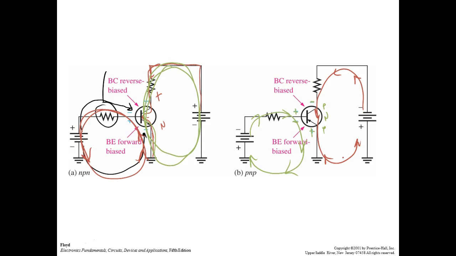But notice, what are both these? If this is common right here, then notice we refer to these as negative power supplies because the positive is common. But here the negatives are common, so we refer to those as positive power supplies. So this is why the NPN is used more often, because the predominant power supply out there is a positive power supply.